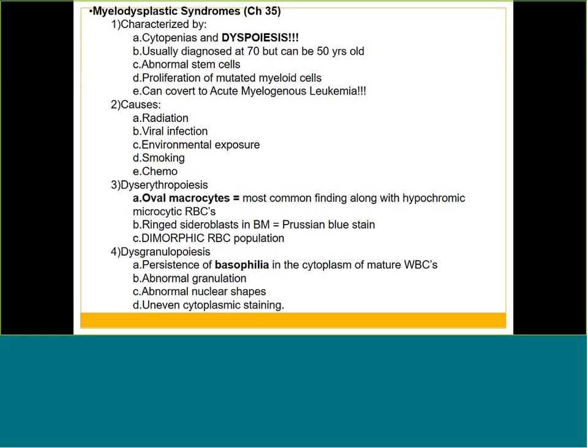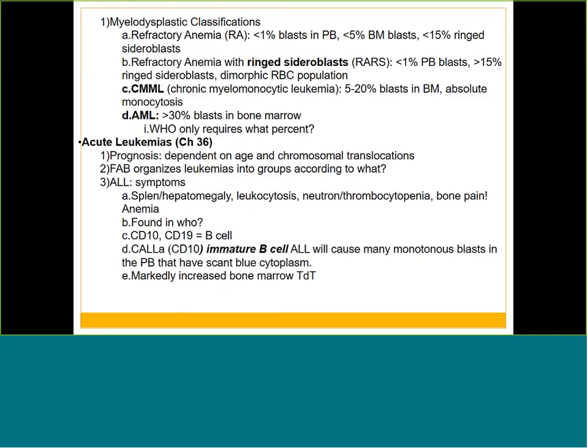Dysgranulopoiesis: for the granulocytes, you get persistence of basophilia in the cytoplasm, meaning they keep that dark blue coloring even as they get older. Abnormal granulation, abnormal nucleus shapes, and then just uneven staining. All right, so there is your myelodysplastic classifications.